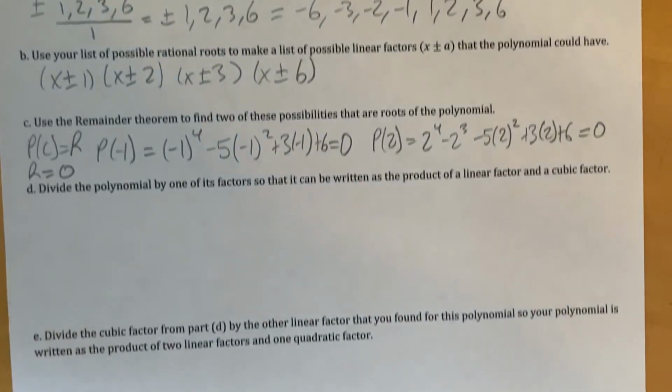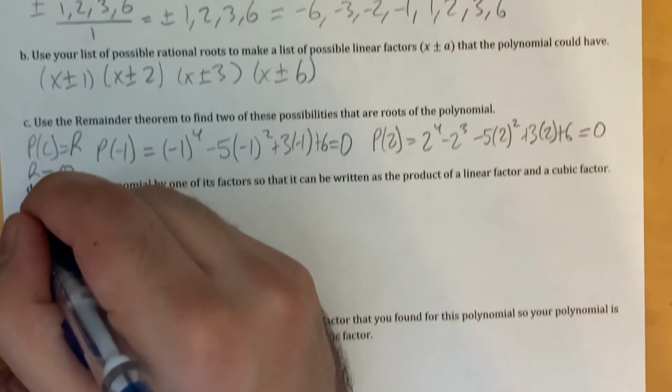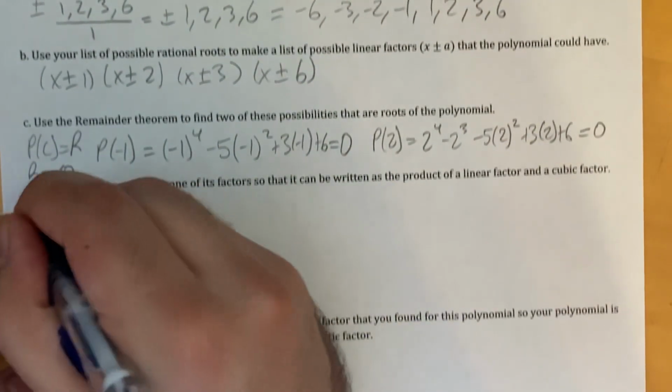Let's see, what do you think D is going to ask us to do with these roots that we just found? Divide the polynomial by one of its factors so that it could be written as a product of a linear factor and a cubic factor. So what we did before, and we know that our linear factor is going to be x plus 1 if we want to use negative 1, and I want to use it.